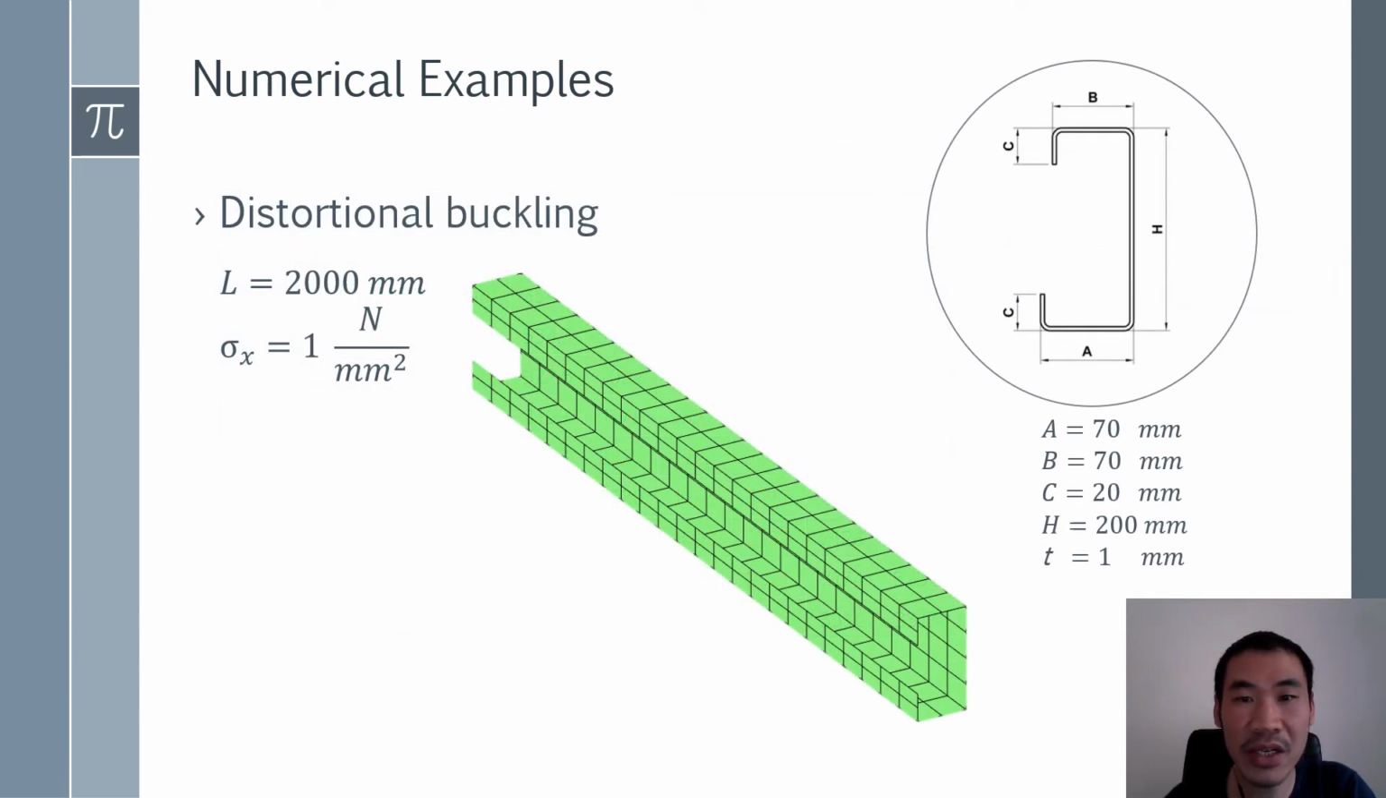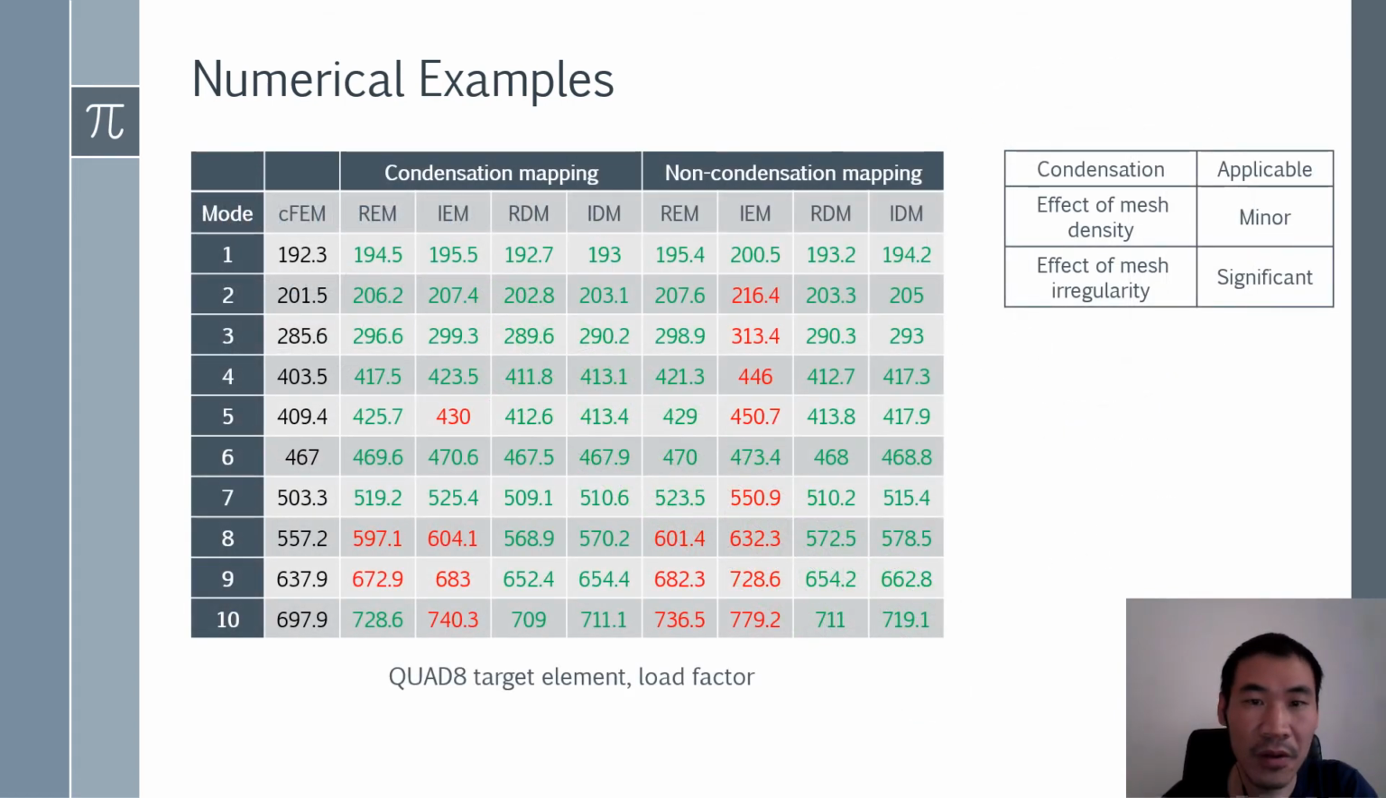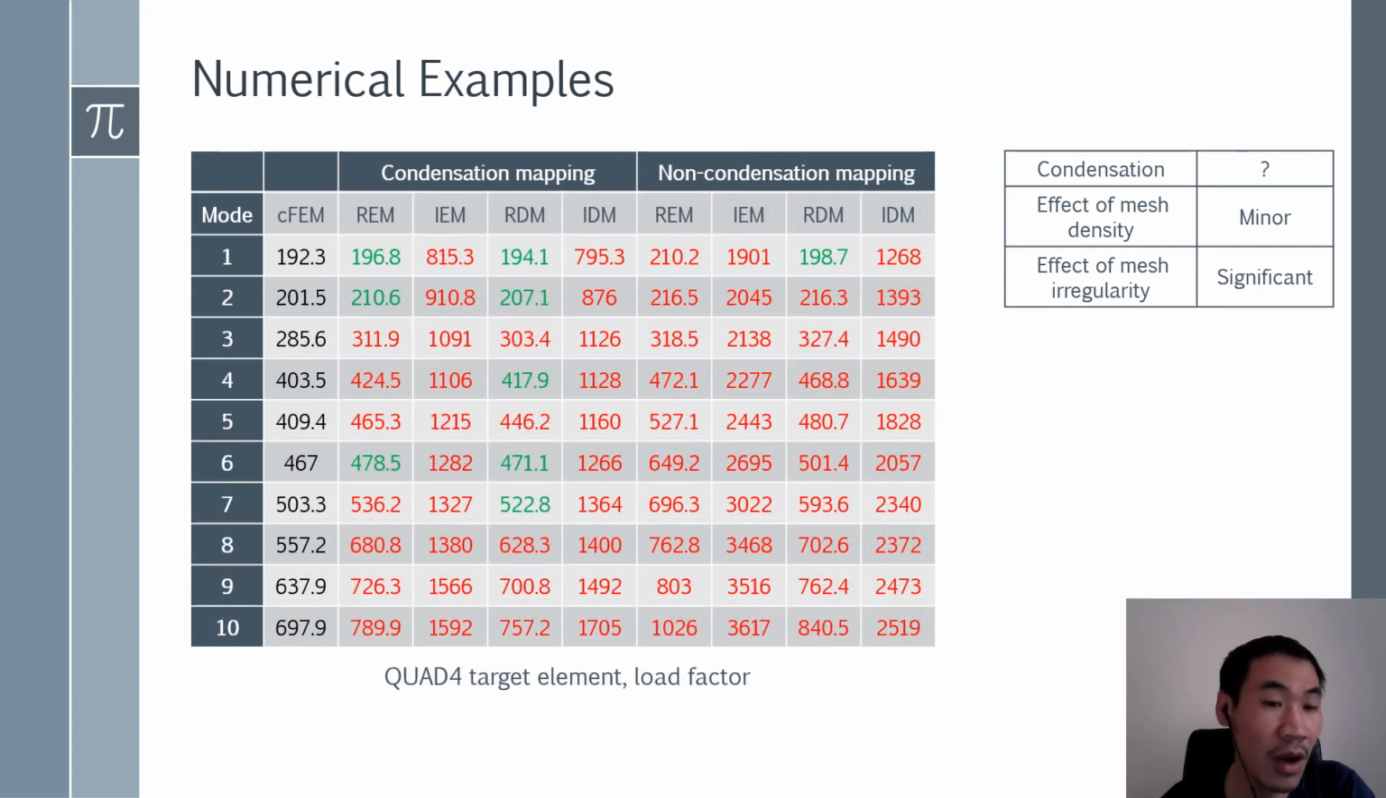Here is a configuration for constraint to distortional buckling. For quad 8 in general, the mapping results are good. As you can see, there are not so many red numbers in the table. However, the mesh irregularity has some negative impact on the result. For quad 4, it's not a very good result. Almost all of the results are red, except a few cases where the meshes are regular and the modes are small.